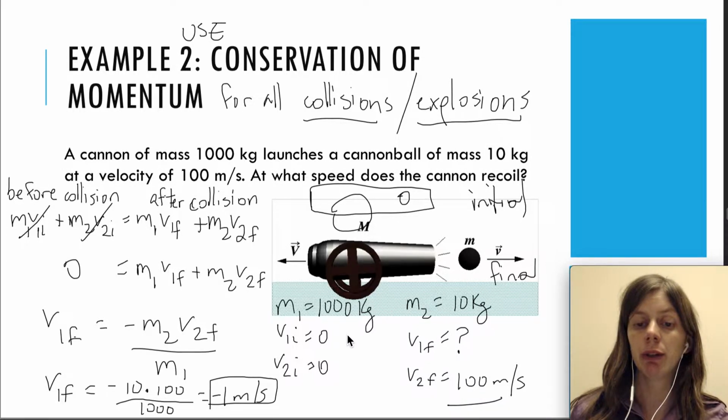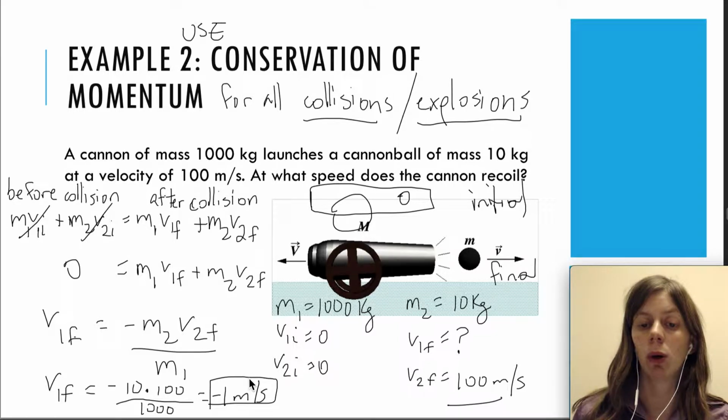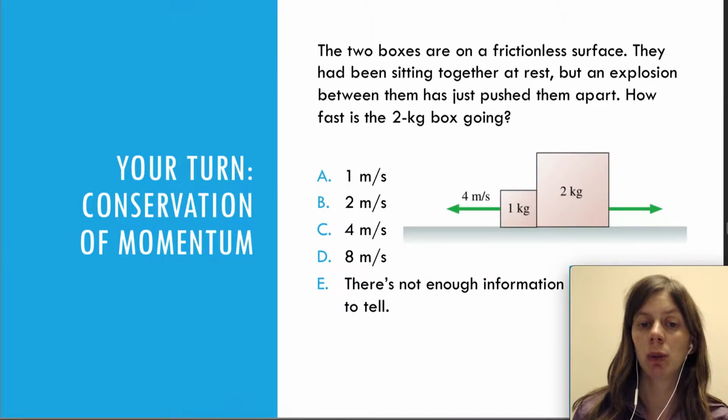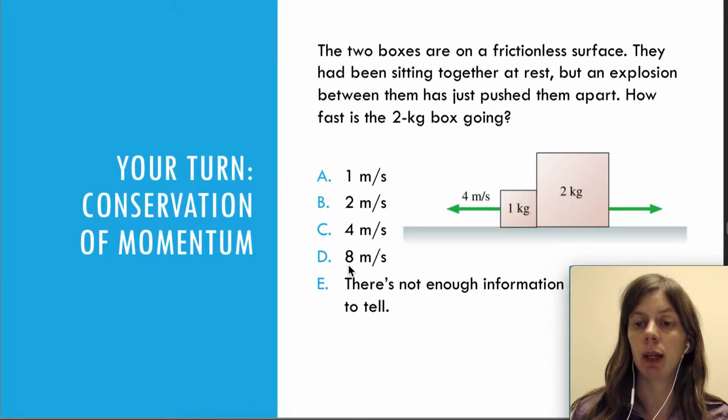Can you imagine if the cannon recoiled at 100 meters per second? That would be crazy, right? It wouldn't make any sense. That's why the cannon is very massive, so that it can have a much slower recoil velocity. So let's do one more conceptual question to finish out this video.